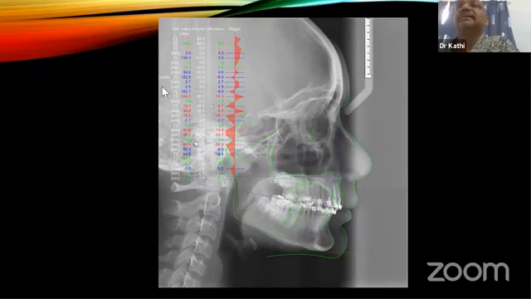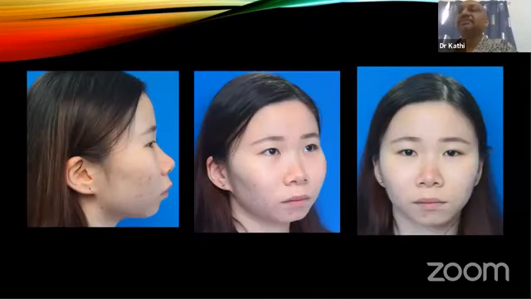So the skeletal discrepancy is 6.3. This is actually the limit already for camouflage treatment. A and B is 6.3, and the Wits is about 3.3. The upper incisors now, if you can see, have retroclined so much. Any more retroclination or proclination of the incisor is not possible. So this is the end result. The lips are better, but you can still see the retrusive chin.